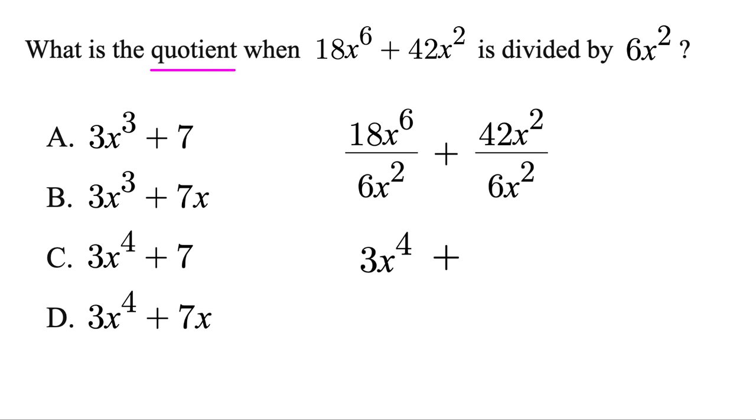Okay, and then keep going, so plus. But when you have the same thing divided by the same thing, those ones just cancel. So then 42 divided by 6, so 7 there. And that's it. So dividing polynomials, not too bad.